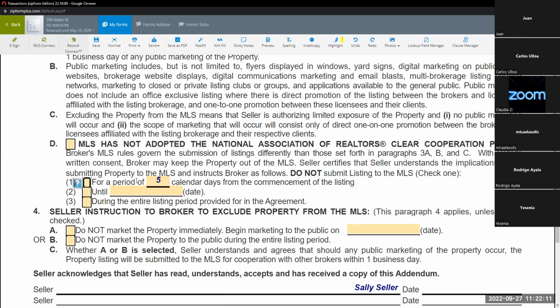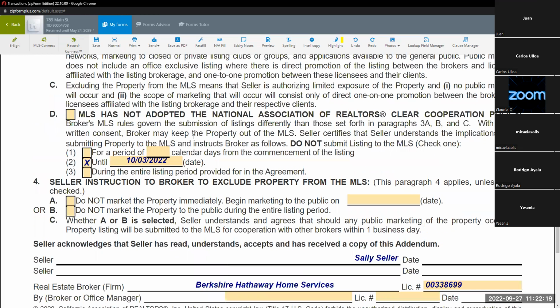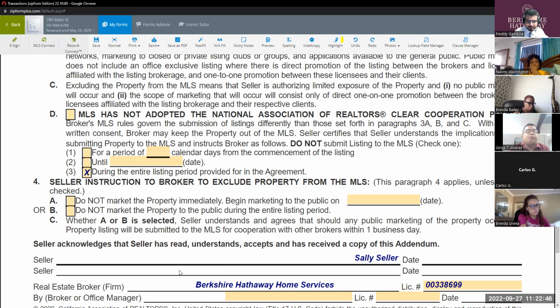Or if you want to give it a specific date, okay, let's give it until maybe October 3rd, right there. Monday, October 3rd. Until this date, we are not going to expose or market the property to the MLS. Or if the seller says, you know what, I just don't want my property marketed to the MLS at all during the entire listing period provided in the agreement. So the property is gonna be off the market for the entire listing period. So there it is, okay?